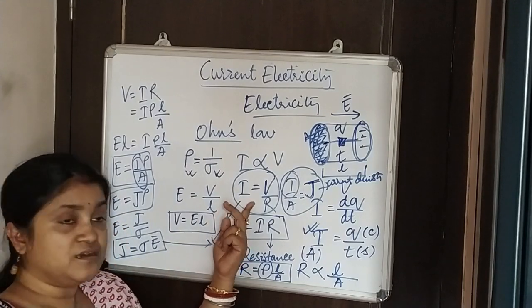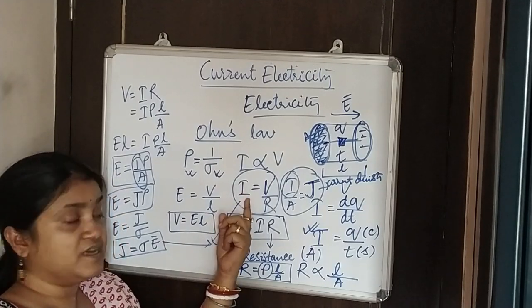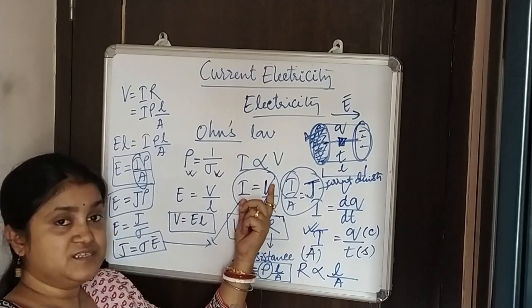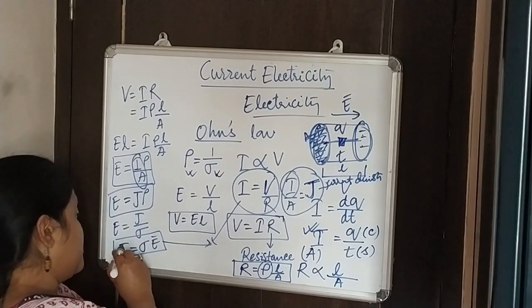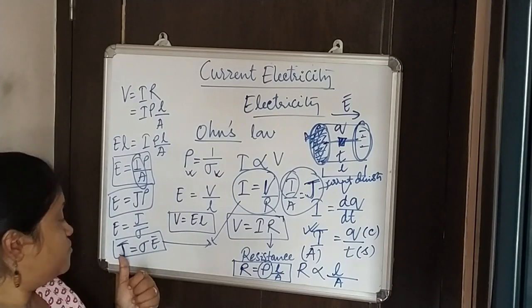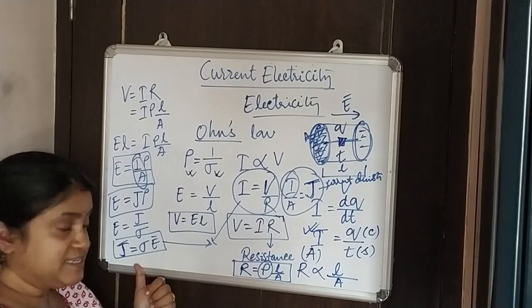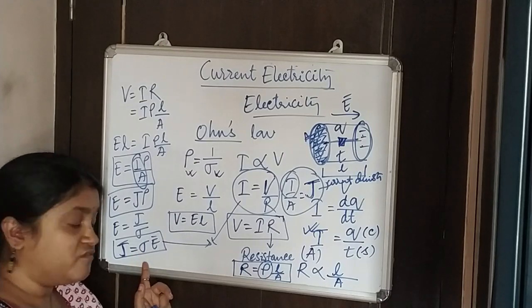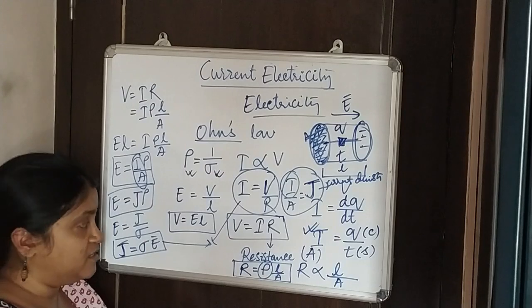This is a very simple form of Ohm's law, which talks about the amount of current where you have a potential difference V given. Whereas another form of Ohm's law gives us the current density J, which is equal to sigma, the conductance of the material, into the electric field given to the material.